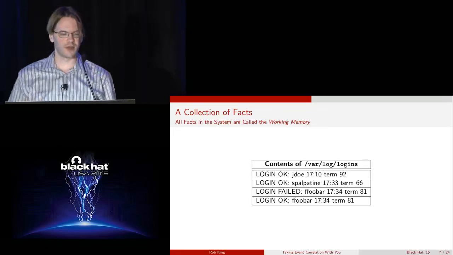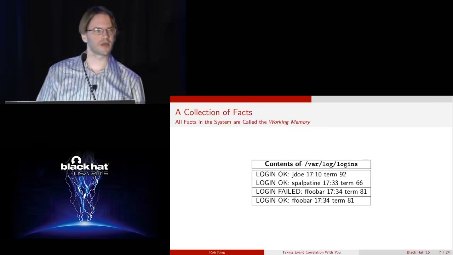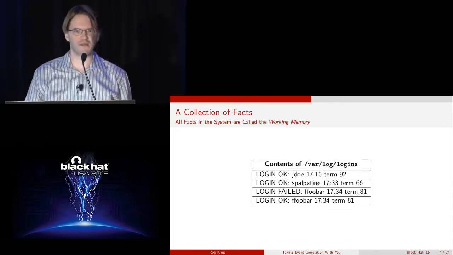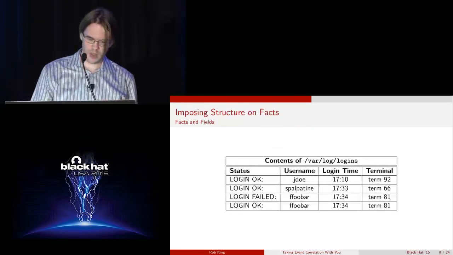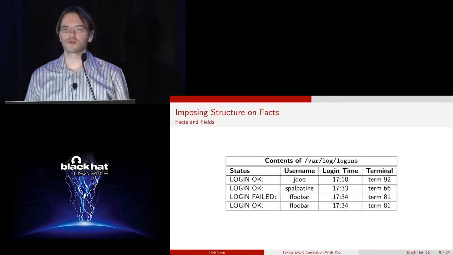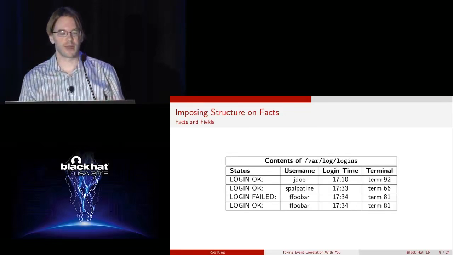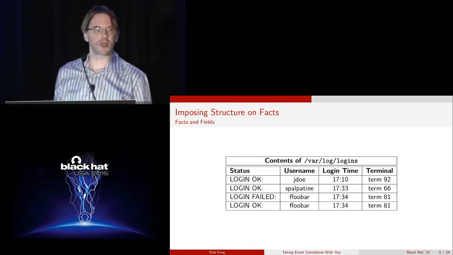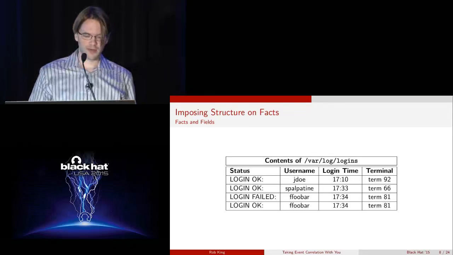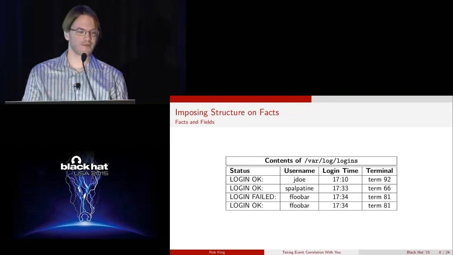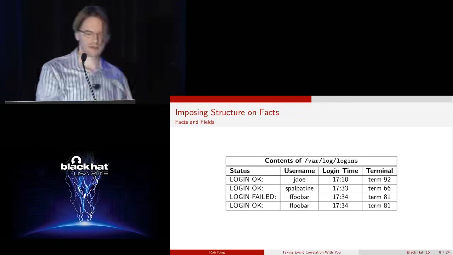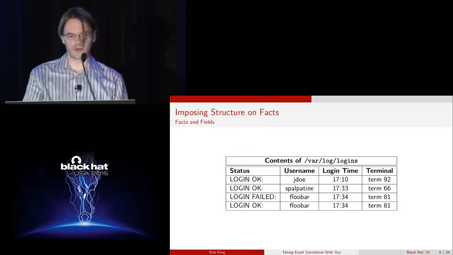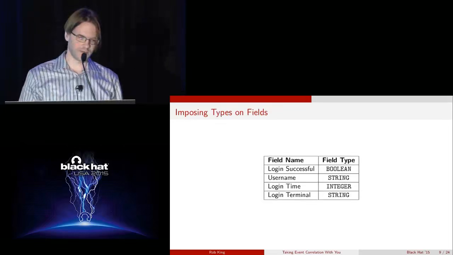We can see that there's a failed login. We can see that there's usernames, that sort of thing. But what we really want to do is get as much information as possible out of these facts. That's the point of event correlation. So what we can do is impose structure on facts, and it immediately becomes much more clear what we're talking about. The preferred nomenclature for that is fields. Those are the fields of facts. You have the status, the username, login time, terminal, all that good stuff.